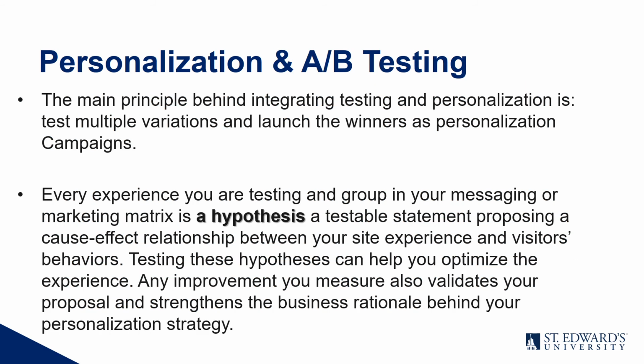So how do you do this with A/B testing? Well, the main principle behind integrating testing and personalization is you test multiple variations and launch the winners as personalization campaigns. What I'm saying is after you do several A/B or A/B multivariate tests, you take those winning campaigns, the ones that work the best, and make them more specific from a one-to-one personalization. You kind of go from the 30,000 foot view down to the 100-foot view, right? You start here at the high level, find out what works up here with a sample size of audiences, and then you can start narrowing down the marketing strategy to make it more personalized.